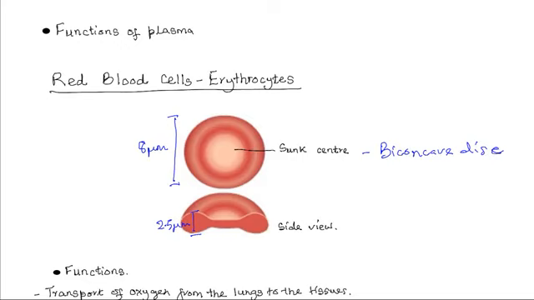In a healthy adult human being, there are about 5 million red blood cells per 1 cubic centimeter of blood. So they are numerous. 5 million red blood cells in 1 cubic centimeter of blood. That's a very large number.